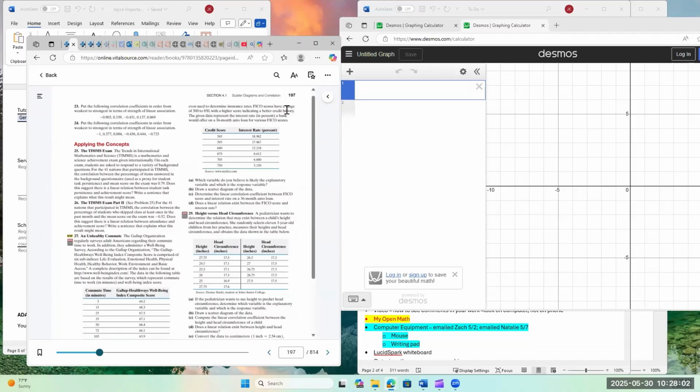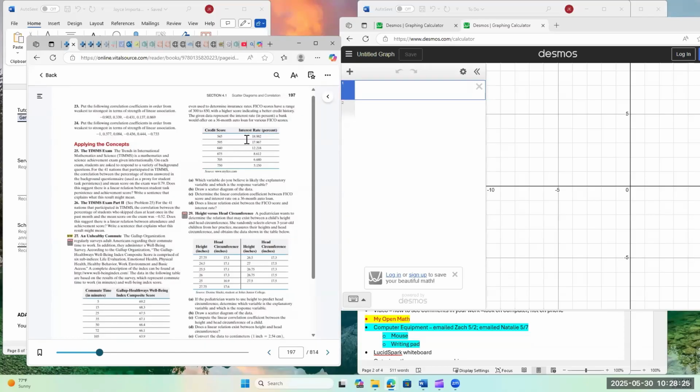A higher score tells that the person who the score belongs to has a better credit history. And then in the interest rate column, these are what a bank is offering on a 36-month auto loan. So someone with a credit score of 545 would be offered an interest rate of 18.982 and so forth.